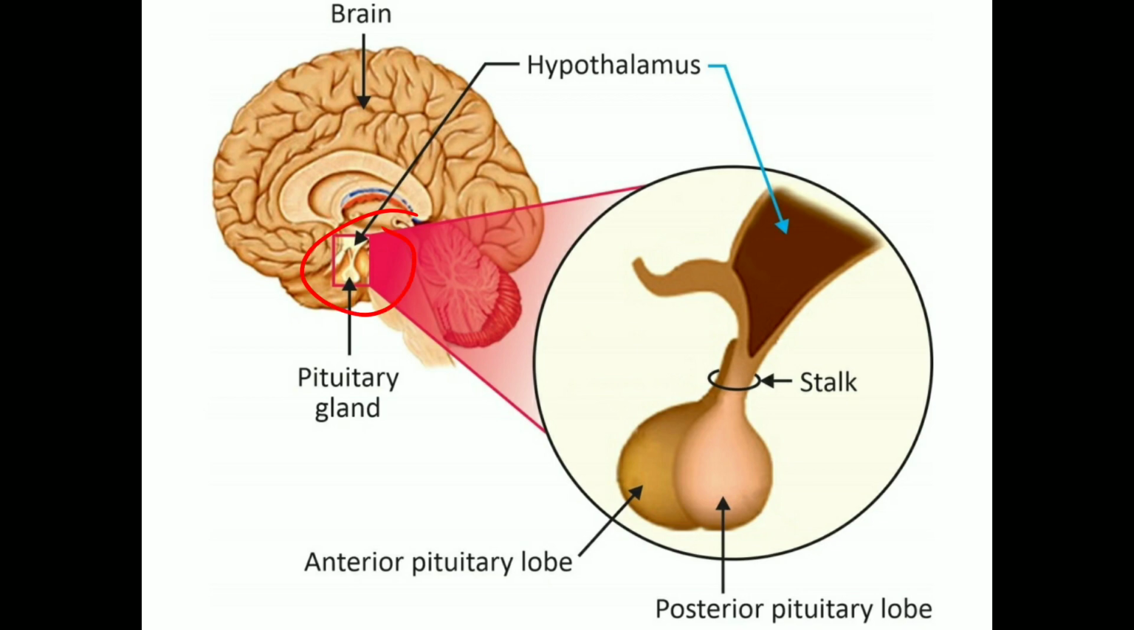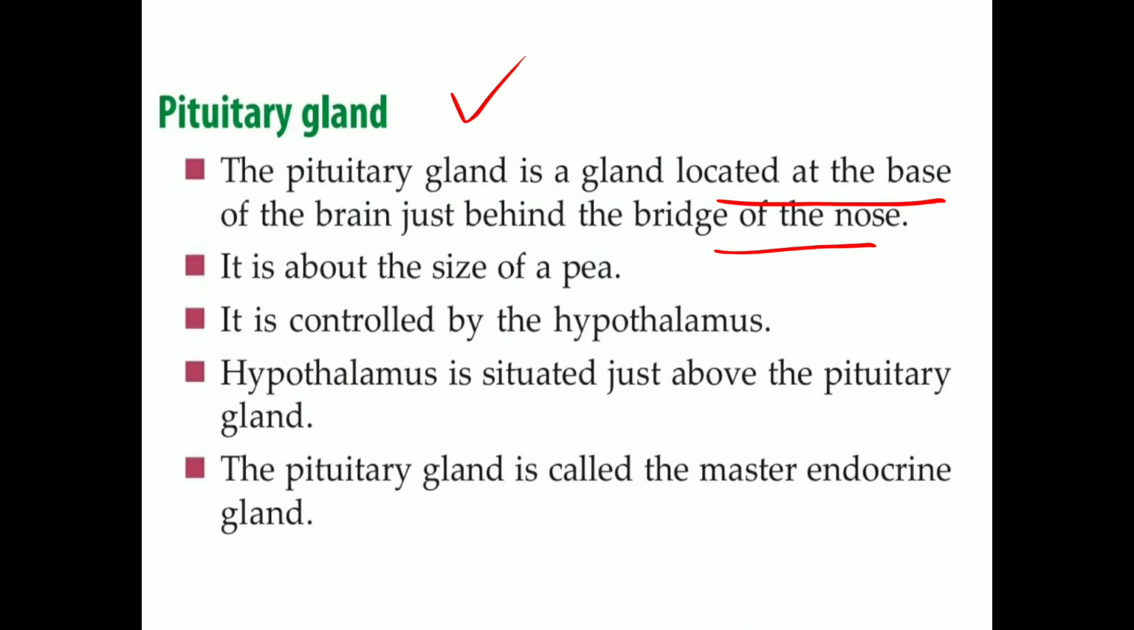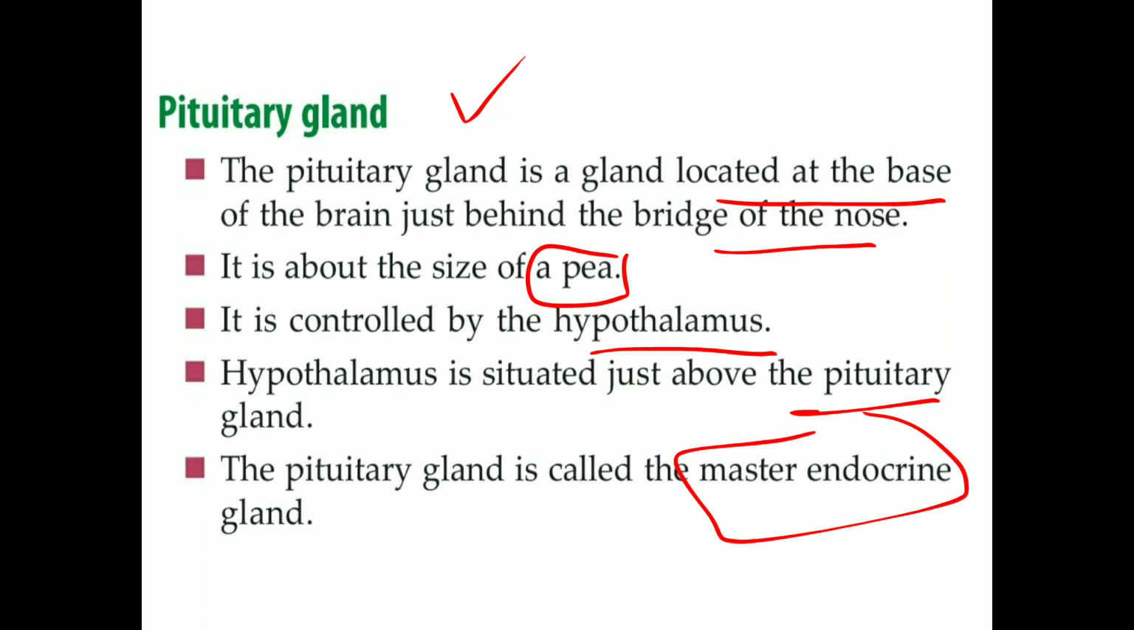Here is pituitary gland present at the base of the brain, and it is about the size of a pea and is controlled by hypothalamus. Pituitary gland is under direct control of the hypothalamus, and hypothalamus is situated just above the pituitary gland. This pituitary gland is otherwise called master endocrine gland, as it controls all other endocrine glands.